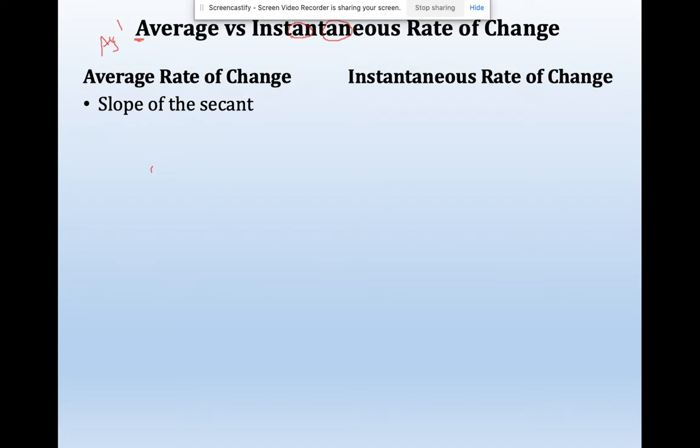Average rate of change is algebra one, slope of the secant. Instantaneous is the slope of the tangent at a point. I should say here, the slope of the secant between two points, right?